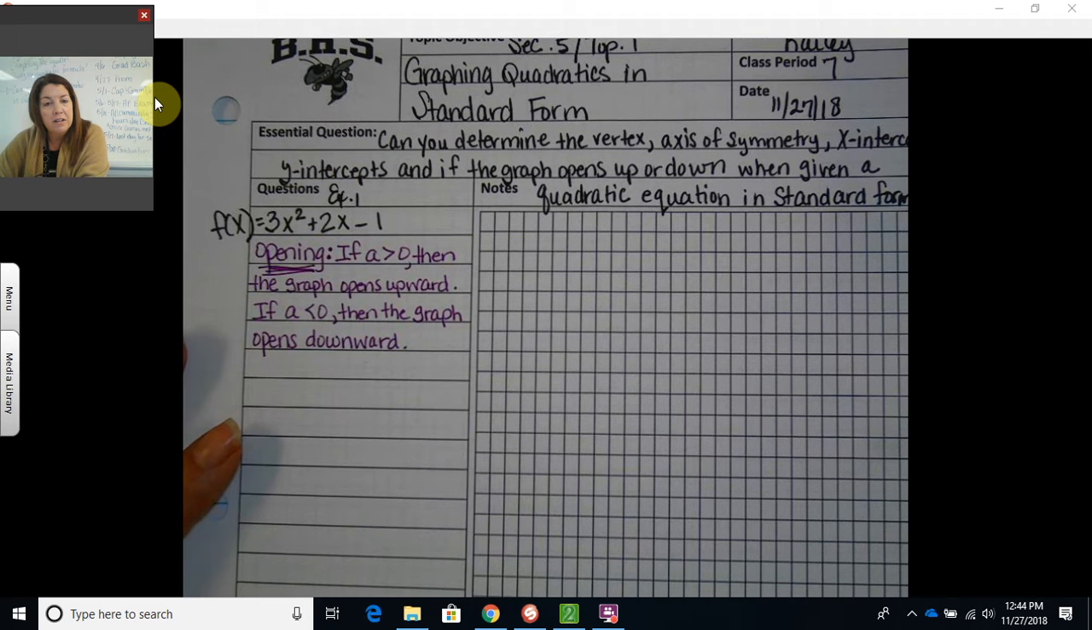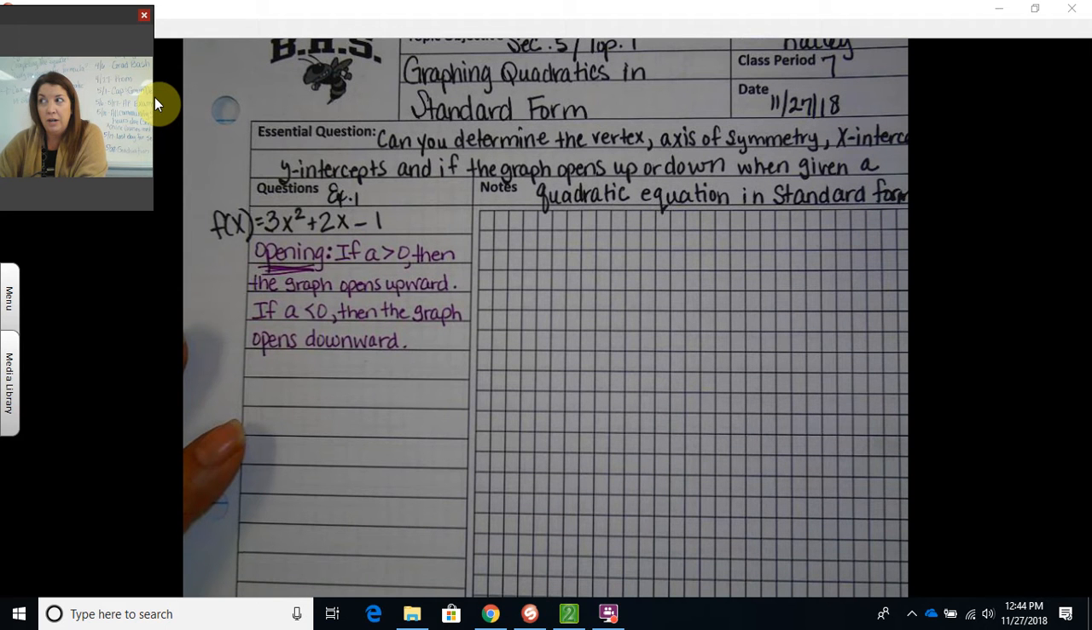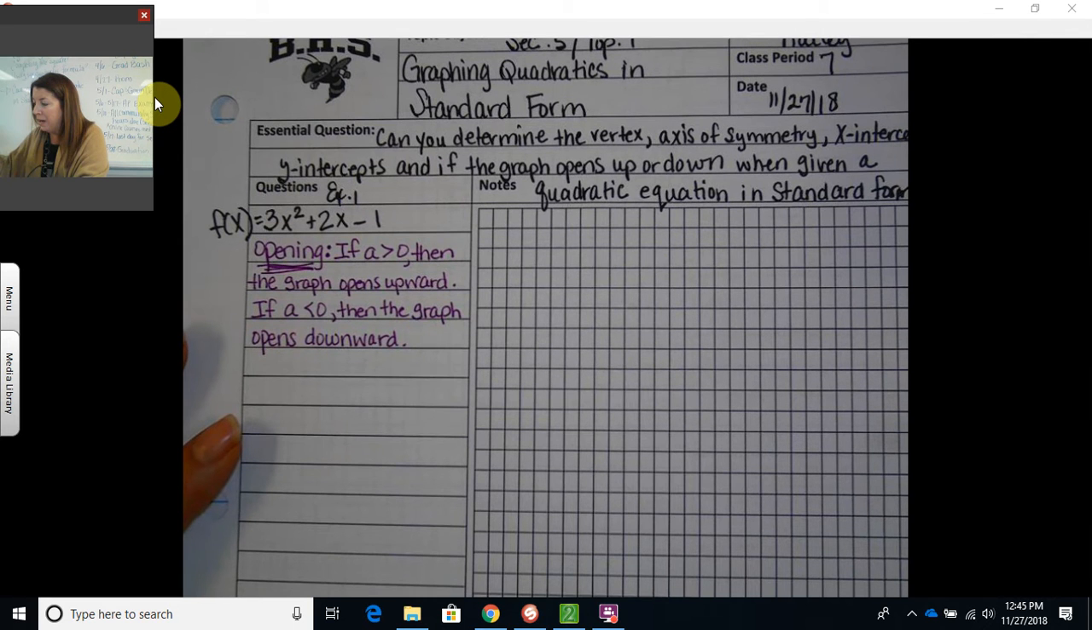So that part's good to know because say you were taking a test and the graphing part was multiple choice. Well, if you had 2 graphs that opened up and 2 graphs that opened down and you just know this little rule right here, well, that's going to eliminate 2 of the choices right there, right? So that's good to know. It's good information. You don't even have to do any math to be able to determine that.